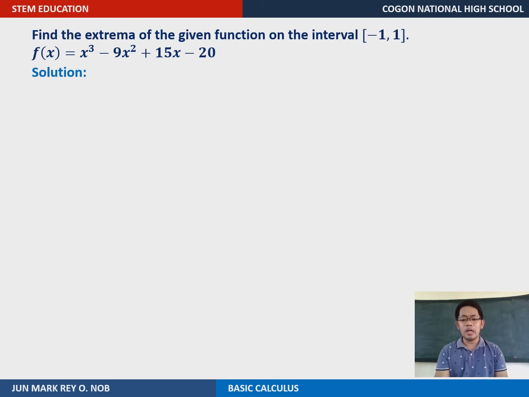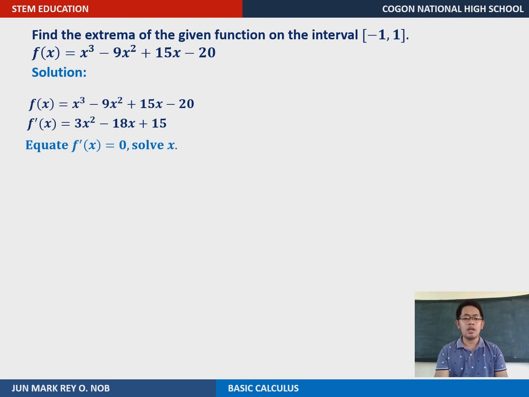For number 2, the given function is f(x) = x³ - 9x² + 15x - 20. The same process: let's write the given and get the first derivative of the function. To get the critical point or points, because again the critical point is not unique, we equate the first derivative to 0 and solve for x. Doing so, we can divide both sides by 3, so we come up with x² - 6x + 5.